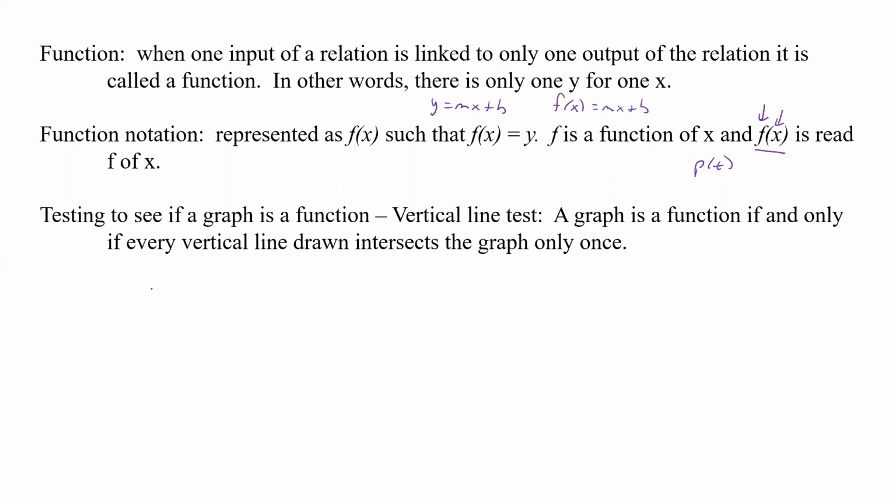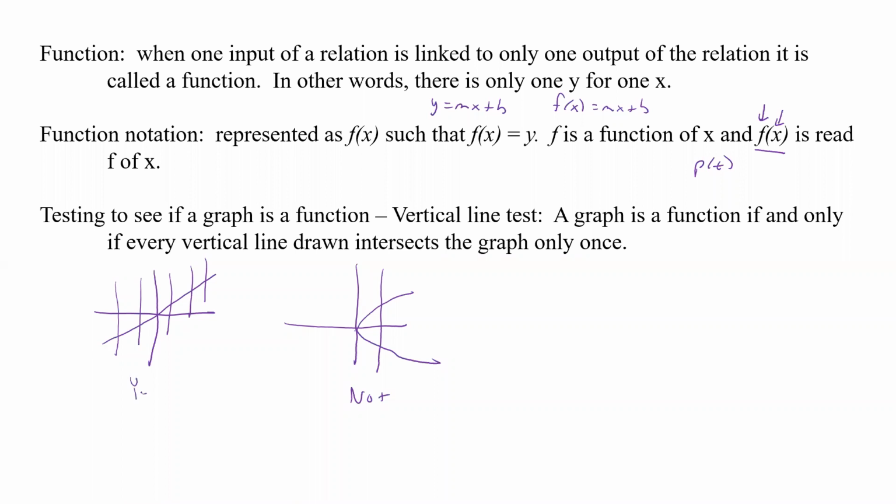So for example, if we had a straight line y equals x, no matter how many vertical lines we draw, it only crosses that line once. But say we had some kind of a weird sideways parabola, no matter where we draw, except for right there on the vertex, everywhere we draw, it's going to hit it 2 times. And so that's not a function. So that's not, and that is, okay?